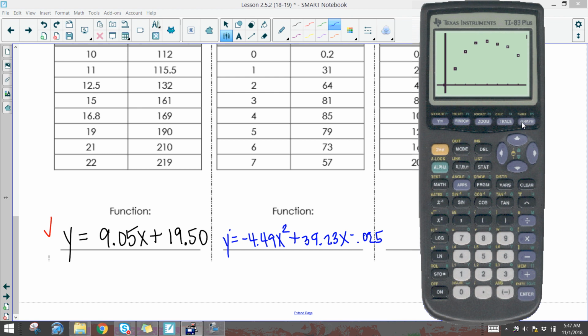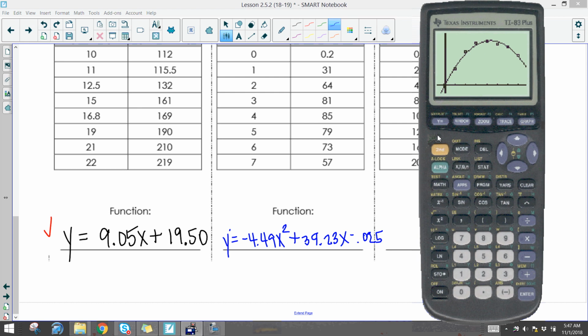If we hit graph, we should see the line of best fit go through those points. It's looking pretty good to me. It's not going to be exact. You can see some of your data points are a little farther off than the last time. However, it is doing a pretty good job of getting around those points.